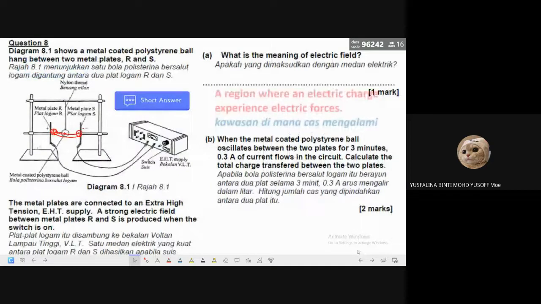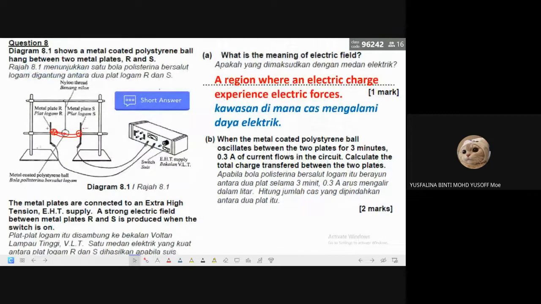Okay, so what does it mean by the electric field? A region where an electric charge experiences an electric force. So if you put the electric charge on that region, the electric charge will experience the electric force. The electric charge experiences the electric force, so that we call it the electric field.